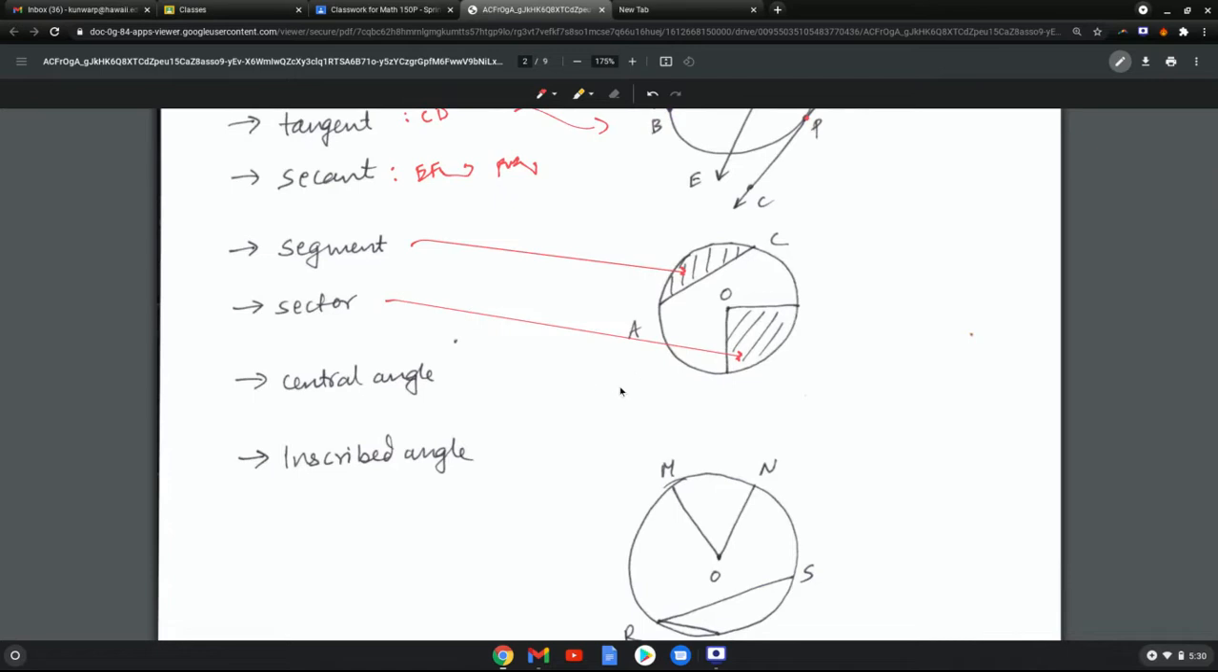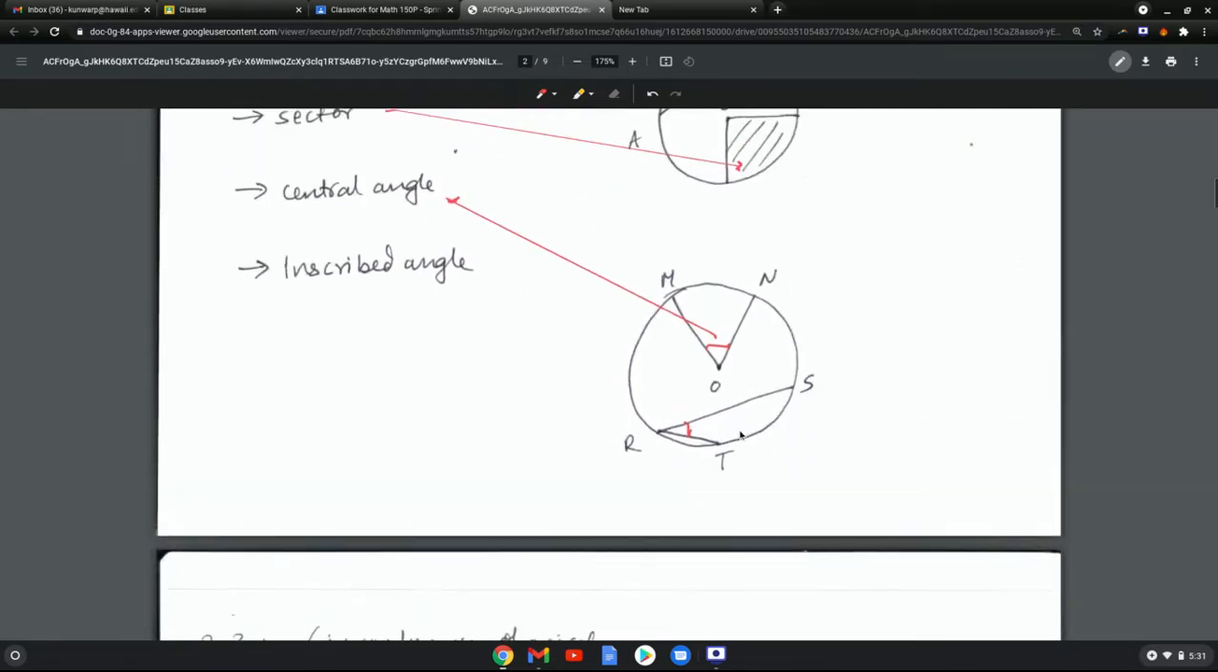Central angle is sort of clear by the definition that if I take this angle, then it's going to be called the central angle. Inscribed angle would be any other angle that's not at the center.